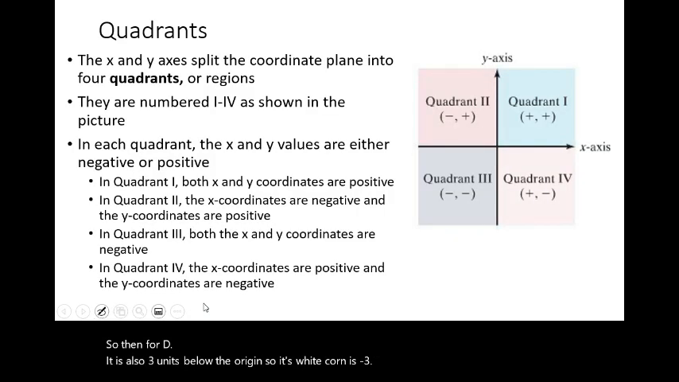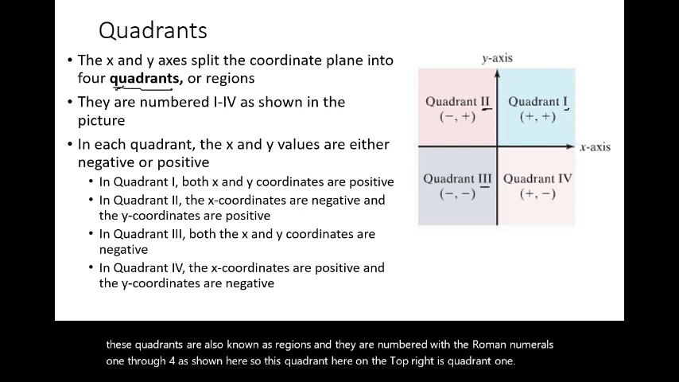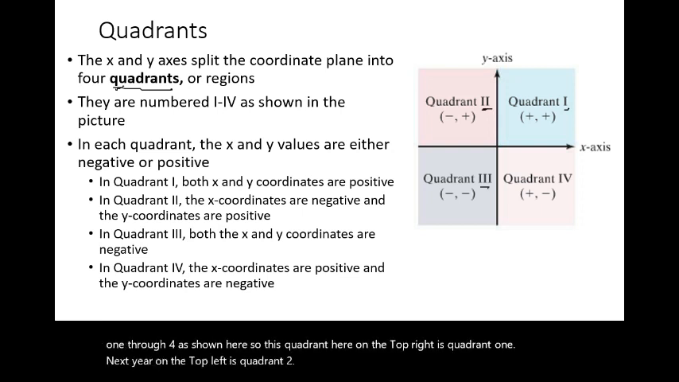Now, the x and the y-axis will split the 2D plane into 4 sections that are called quadrants. These quadrants are also known as regions, and they are numbered with the Roman numerals 1 through 4 as shown here. This quadrant here on the top right is quadrant 1. Next, here on the top left is quadrant 2. Bottom left is quadrant 3. Bottom right is quadrant 4.